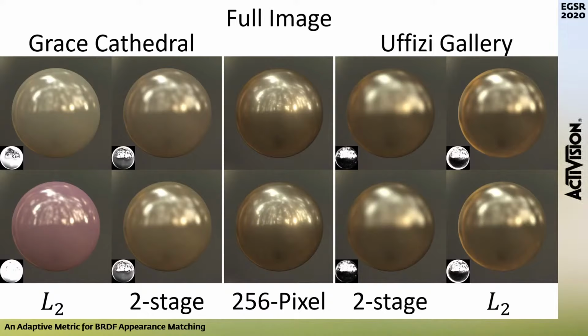Note that with 256 pixels as opposed to the full image, we see that the L2 match from Grace Cathedral suffers from a similar color distortion as we saw with aluminum. However, our adaptive two-stage process can still find a good match because it sees the entire image in the second stage. For Uffizi Gallery, even though the L2 match has a somewhat sharper specular highlight, note the completely wrong orange glow on the left edge of the sphere.